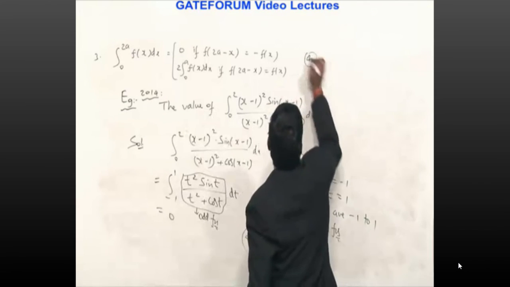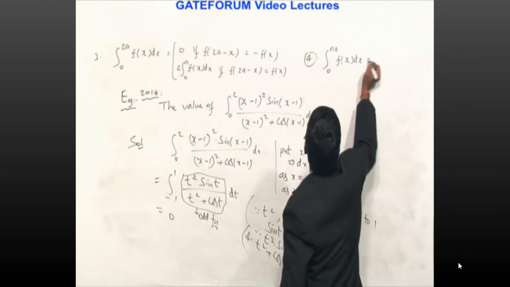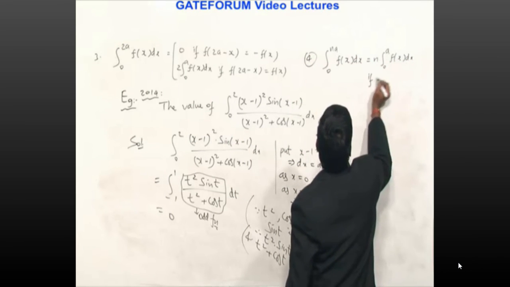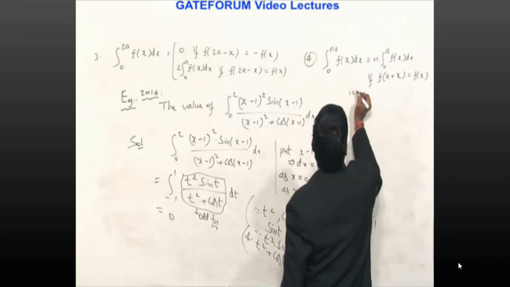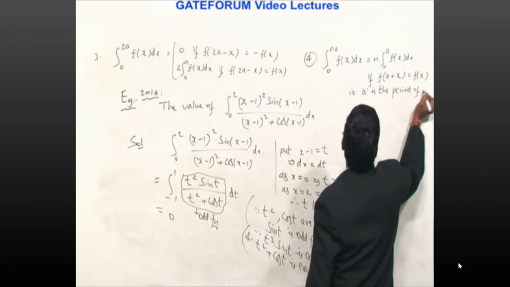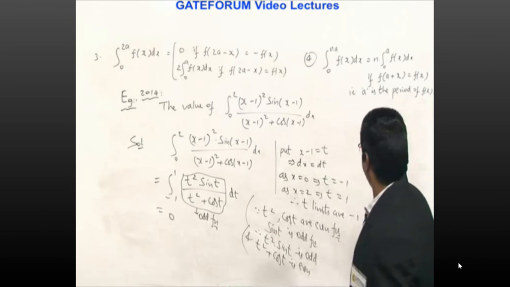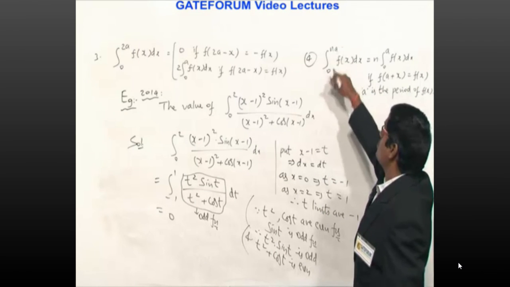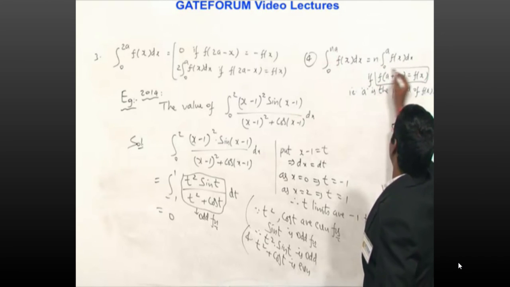And the fourth property is the integral from 0 to n times a of f of x dx is equal to n times the integral from 0 to a of f of x dx, if f of a plus x is equal to f of x. That is, a is the period of f of x. You know periodic functions, in the previous session I gave the formula and procedure. So then 0 to a, 0 to 2a, 0 to 3a, 0 to na, n will come down. So n into the integral from 0 to a of f of x dx, provided this condition is satisfied.